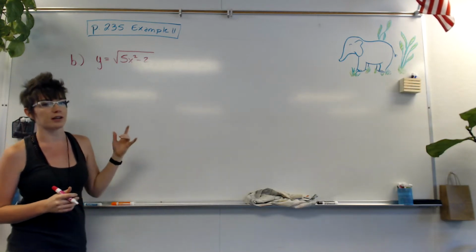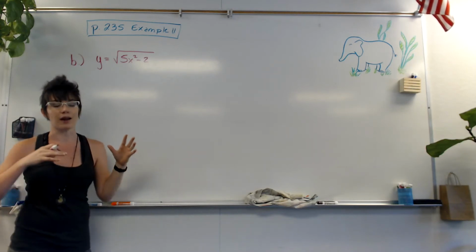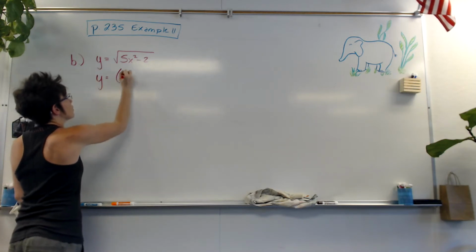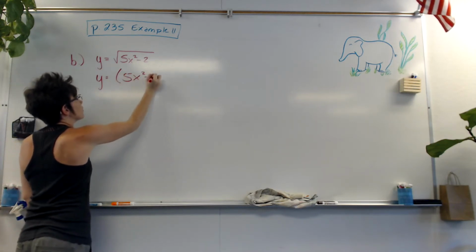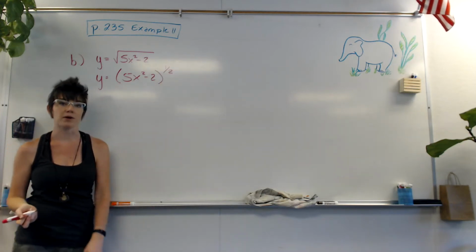So before starting in on the inner outer function idea, I'm going to change my square root into an exponent first. Okay, square roots are 1/2 power.